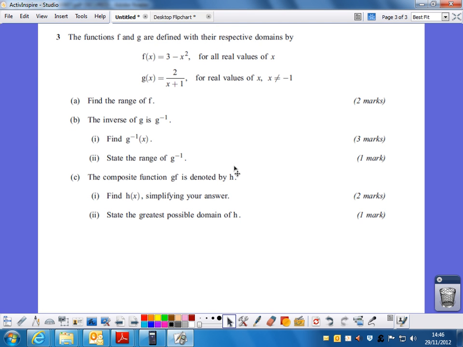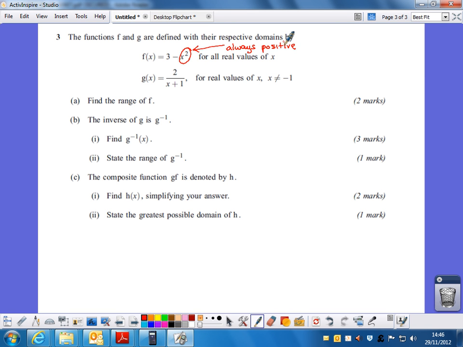Okay, question 3a asks us to find the range of f. Well, the function f of x is given by 3 minus x squared. And the key point here is that you need to realise that x squared is always positive.